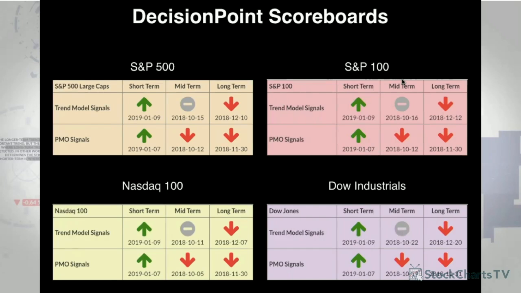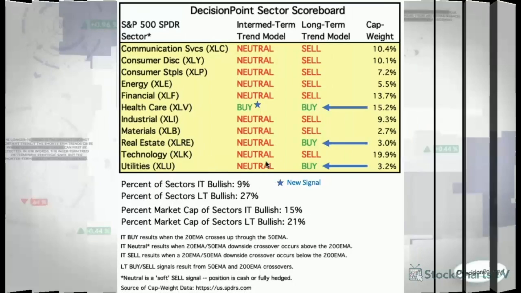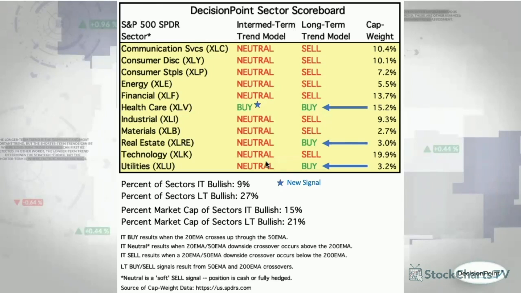In the midterm and long term, our PMO signals are derived from the weekly and monthly charts, but the trend model signals are all on the daily chart: 5/20-day EMA crossovers, 20/50-day EMA crossovers, and then 50/200-day crossovers. I'll talk a little bit more about these neutral signals as we look at our Decision Point sector scoreboard.